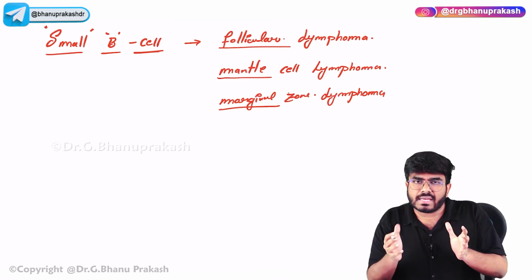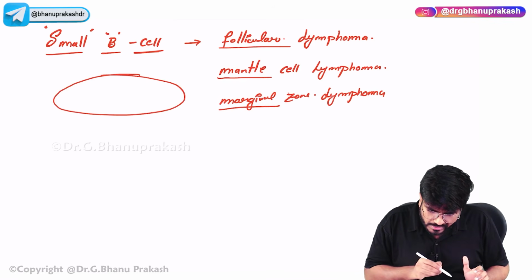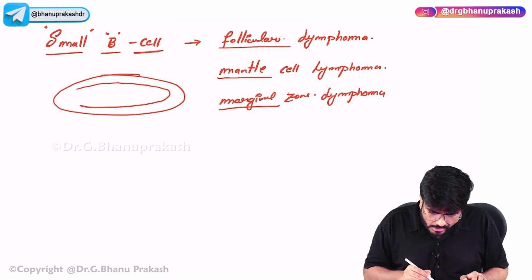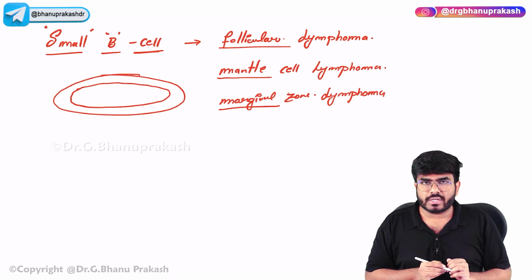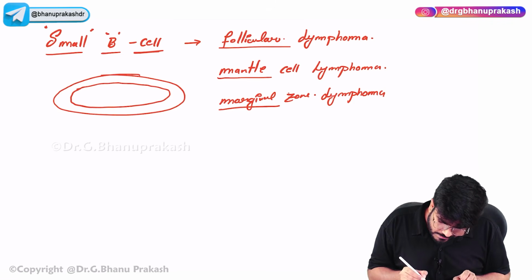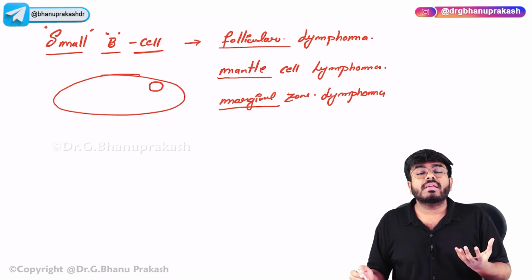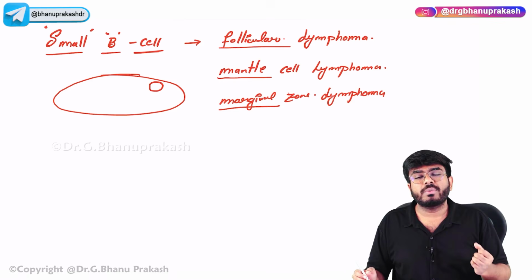So, you should have a basic understanding that if I take a lymph node, for example, like this, the outermost region is called the cortex. Now, in this cortex, you are going to have the follicles. For example, here are the follicles. In the follicles, the B cells are going to be there.